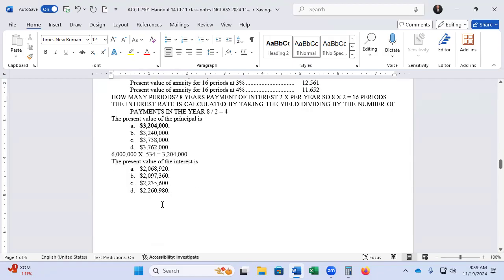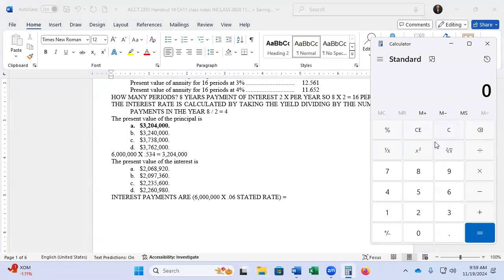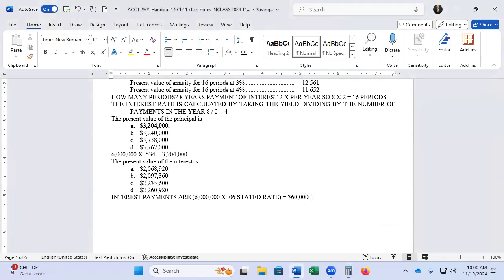It says the present value of interest. So our interest payments are, you got to take the 6 million and multiply it by 0.06, which is the face or the stated rate. And so 6 million times 0.06 is 360,000. Interest paid per year. We take the 360,000, we divide it by 2 payments per year, and we get 180,000 payment each 6 months.